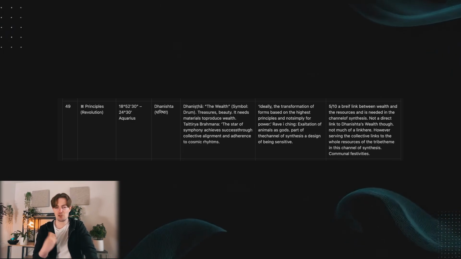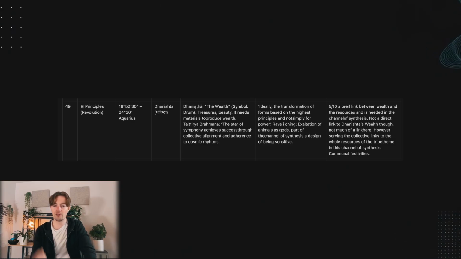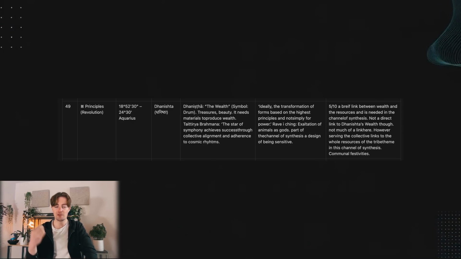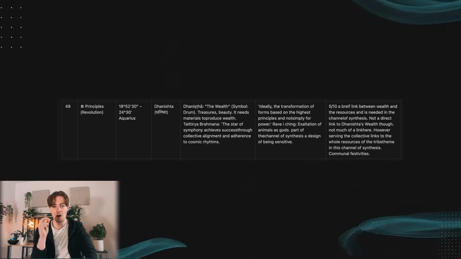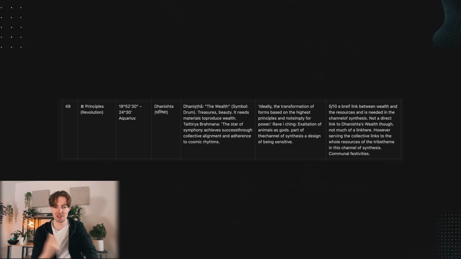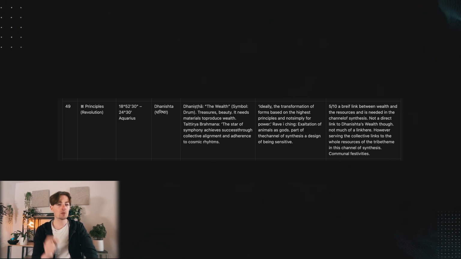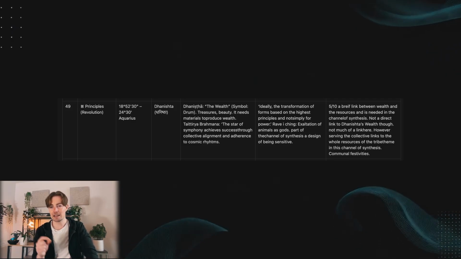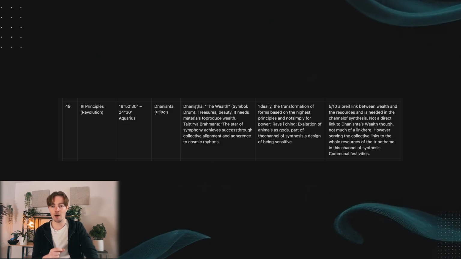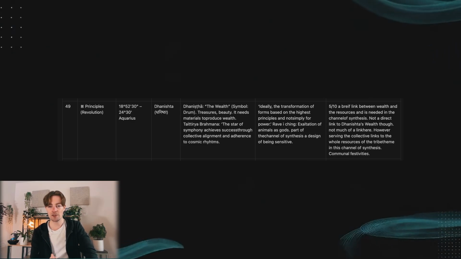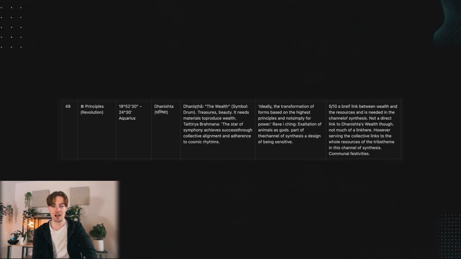So to introduce Dhanishta Nakshatra, the wealth. The symbol is a drum, treasures, beauty. It needs materials to produce wealth. From the Taittiriya Brahmana, it's the star of symphony, which achieves success through collective alignment and adherence to cosmic rhythms. So the notes that I have for gate 49, the gate of principles or the gate of revolution, is ideally the transformation of forms based on the highest principles and not simply for power. From the Rave I Ching, I have exaltation of animals as gods, part of the channel of synthesis, a design of being sensitive.